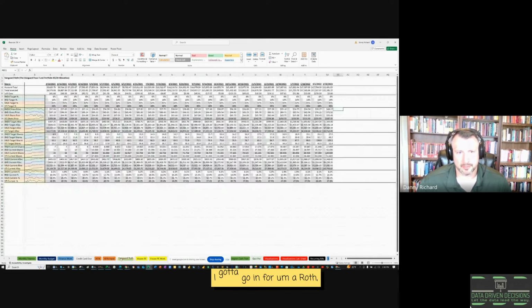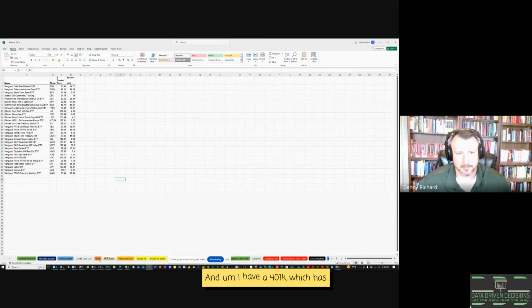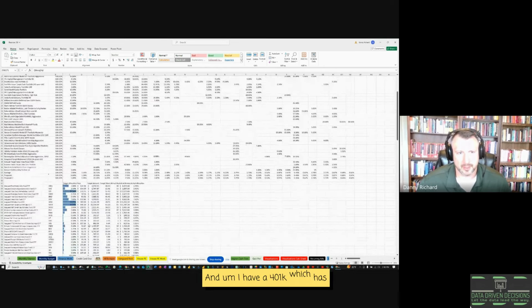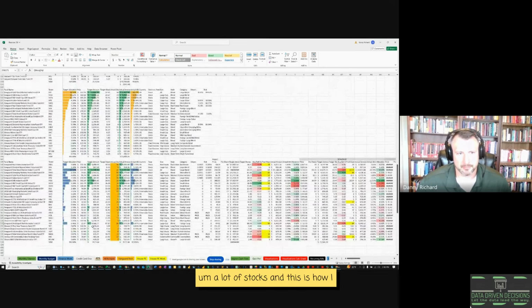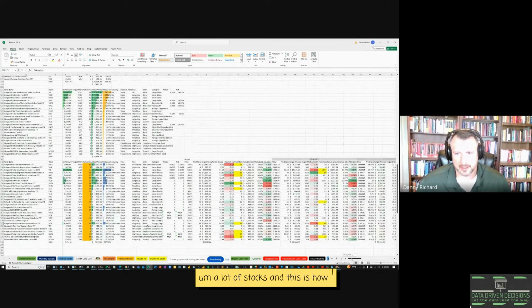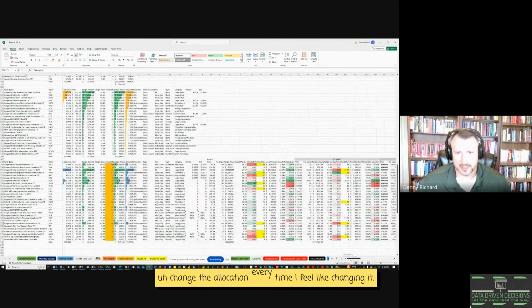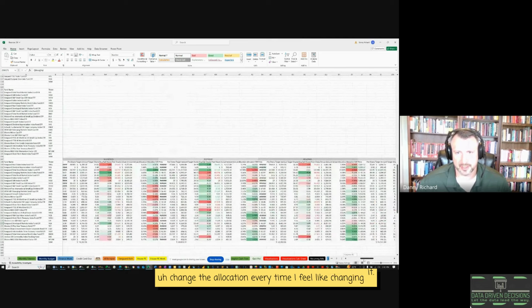I also have a Roth, a simple one, with the four fund portfolio: bonds and stocks, international and U.S. And I have a 401k, which has a lot of stocks, and this is how I change the allocation every time I feel like changing it.